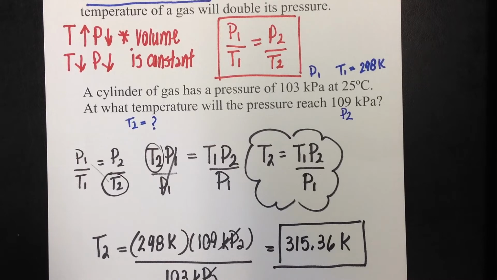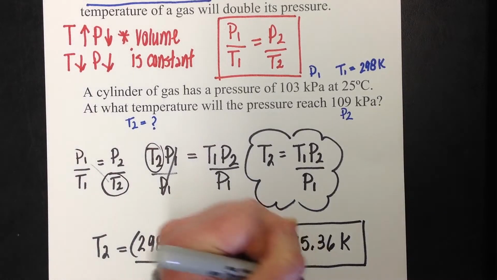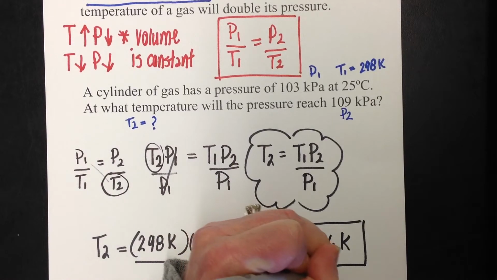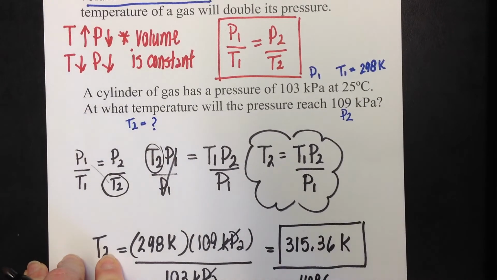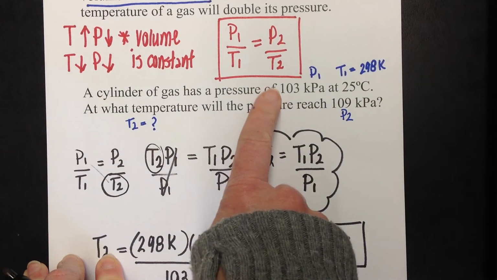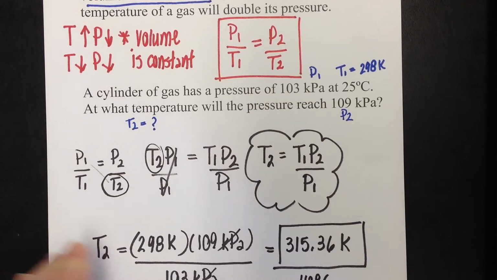315.36 minus 273. That's going to be 42 degrees Celsius approximately. I'm rounding a little bit. So yes, the temperature went up from 25 to 42, so it makes sense that the pressure would have gone up from 103 to 109.